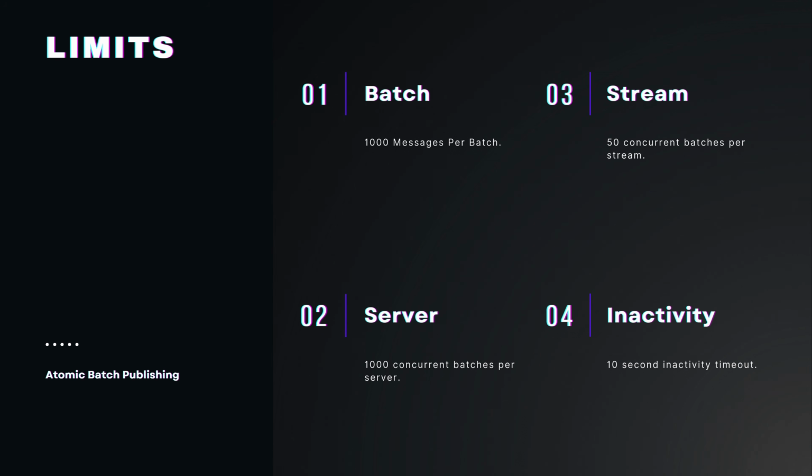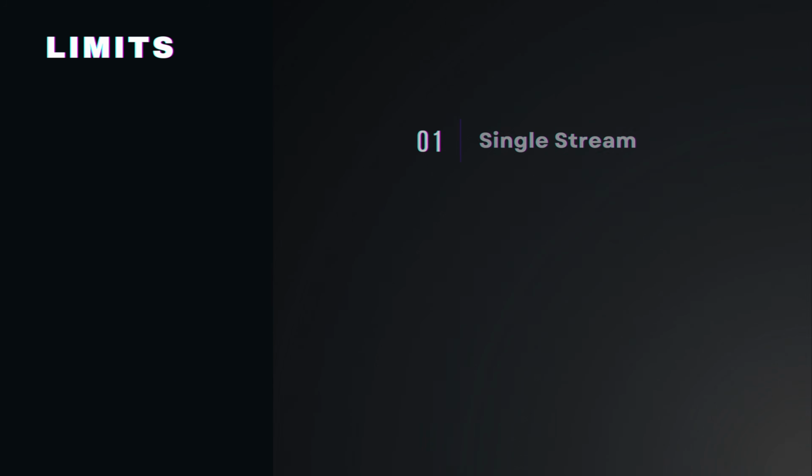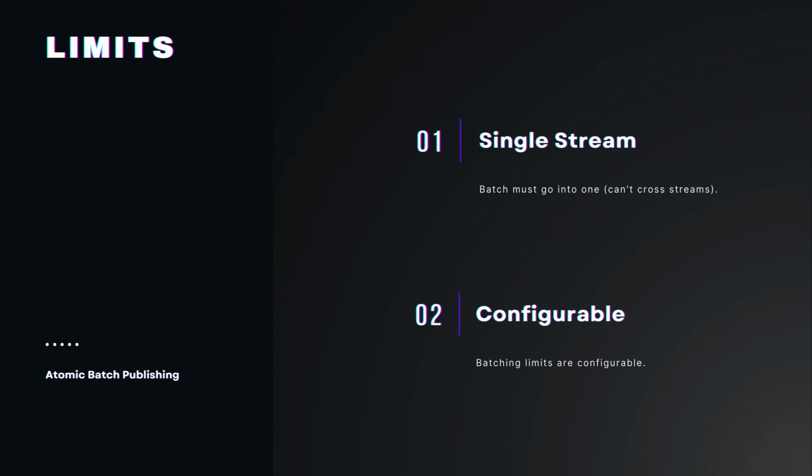As for limits, you can have up to 1,000 messages per batch. Each stream can have 50 batches in flight at once. Each server can have 1,000 batches total, and 10 seconds of inactivity and your batch is abandoned. Two important notes to keep in mind is that batches must go into a single stream. They can't cross streams. And all of our batch limits are configurable. You can set them in the server configuration.